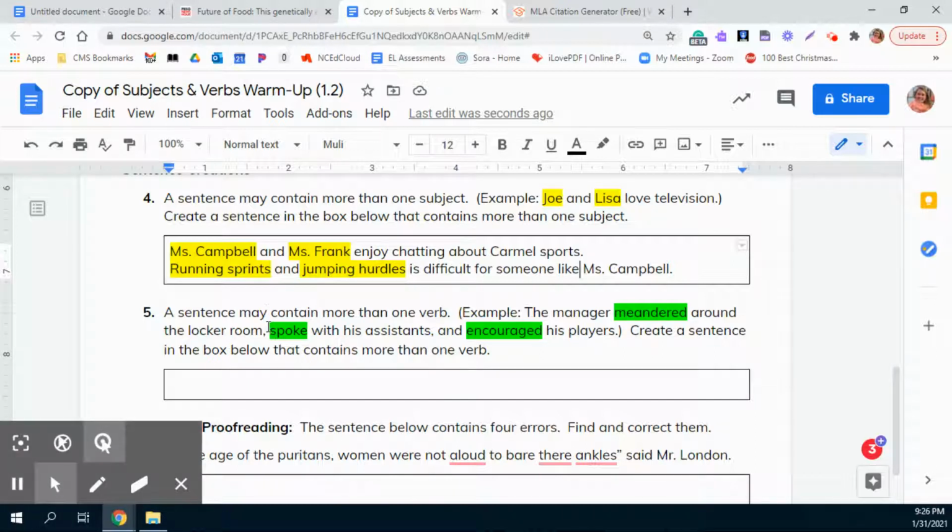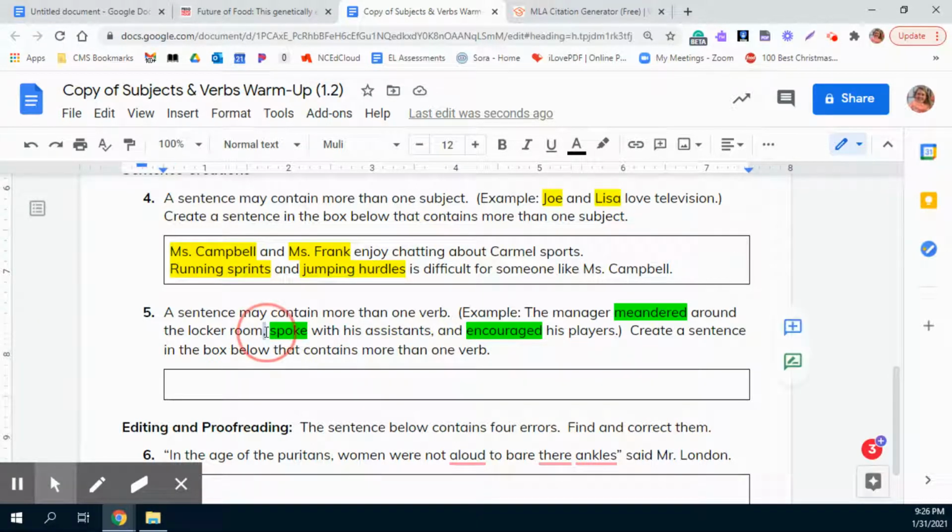And you'll notice it's creating a list. So the manager did these 3 things. It's like a list of his actions. So we have commas in between each of those as if it were a list to set those apart. So that's just something to take note of. Your sentence might be constructed similarly.